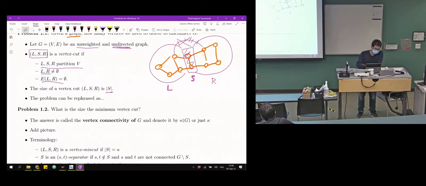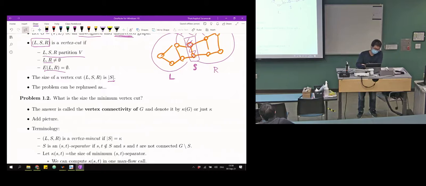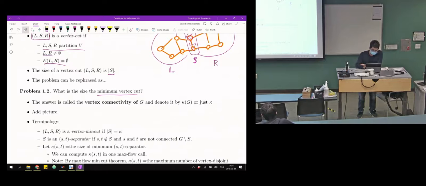So now the problem can be rephrased as: what is the size of the minimum vertex cut? This number is called the vertex connectivity of a graph, and it is usually denoted by kappa of G, or just kappa. Okay, we see a picture already.